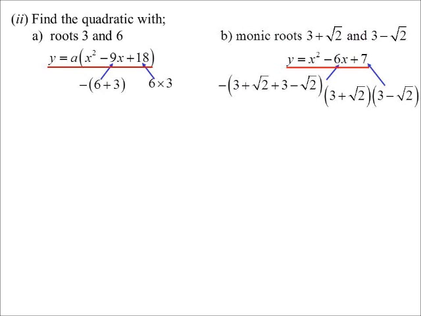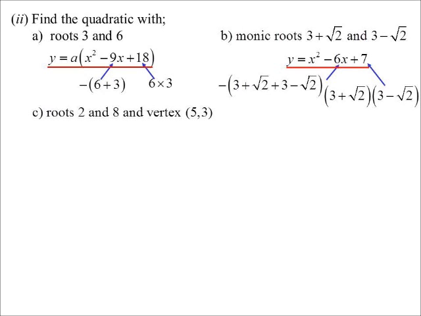So I know the solution. Difference of 2 squares, 9 minus 2 is 7. Add them together, I get 6, so negative 6 for the middle term. A lot quicker. By the way, I forgot to mention, it's monic, that's why I didn't have to worry about the a out the front. I know the coefficient of x squared is 1.